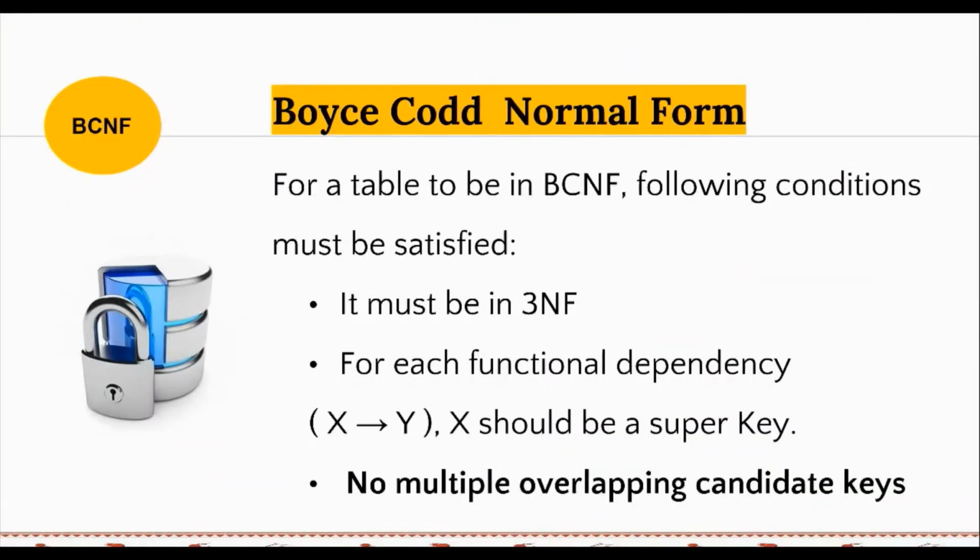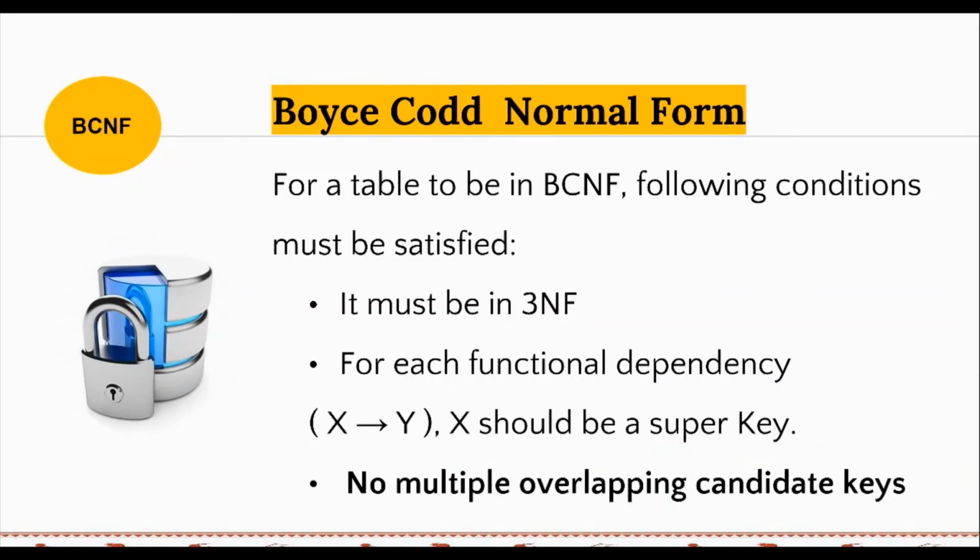There is a special normal form. We call it Boyce Codd normal form, and we can even call it 3.5 normal form. Here it is a special normal form. If a table is said to be in BCNF, it must be in 3NF. For each functional dependency X tends to Y, X should be a super key. It means no multiple overlapping candidate keys.